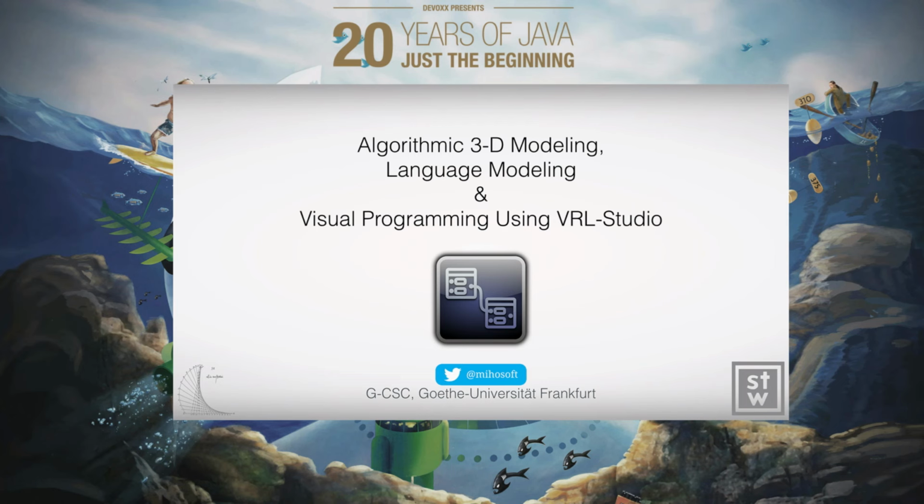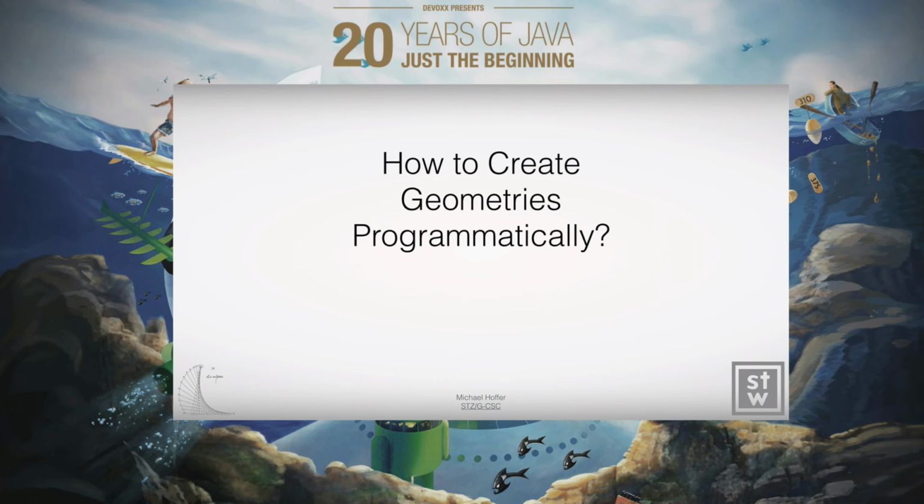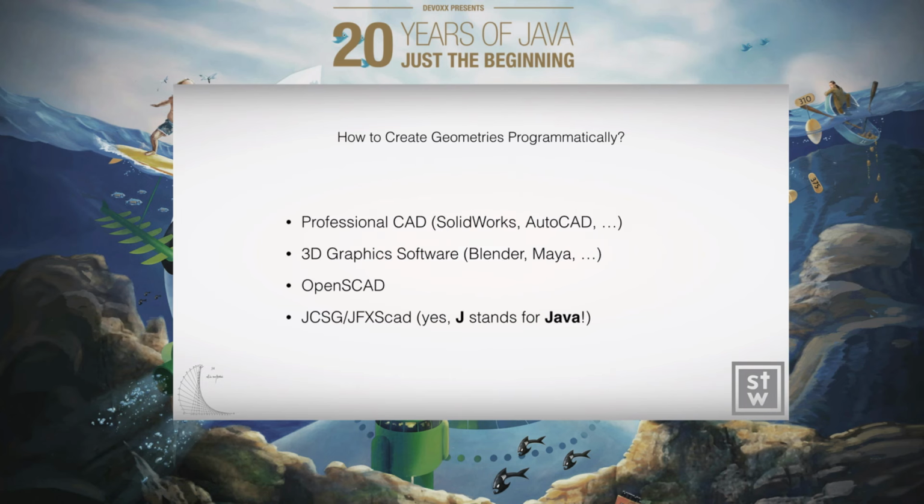So how do we create geometries programmatically? There are some options out there where you use a professional CAD/CAM application or a 3D graphics software like Blender or Maya, where you can just draw the geometry in the application, and sometimes they even give you the option to do some programming in it, but it's not a real programming language in most cases, at least not for the 3D modeling as we explain it later.